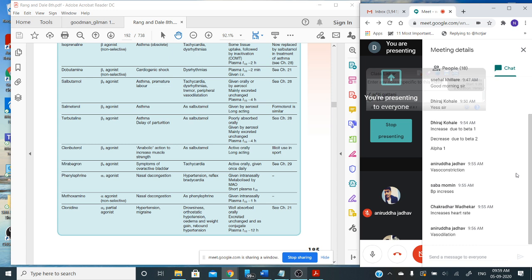Similarly, we have seen such an example with reserpine. Reserpine causes chemical depletion of neurotransmitter because it will not allow the neurotransmitter to go inside the vesicles, and therefore it will remain outside. If it remains outside, it will be subjected to metabolism by MAO enzyme.